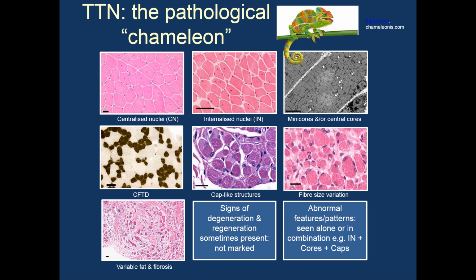And what we often saw was that we got combinations of features. So we often got internalized nuclei and cores, and sometimes even caps as well. And what tended to happen again in patients that had sequential biopsies, so more than one biopsy at different ages, is that the number of features tended to increase over time. So the nuclei that were in the wrong position became more peripheral, so internalized rather than centralized, and you got more additional features in the older biopsies.